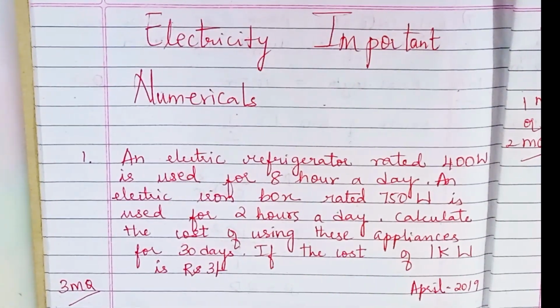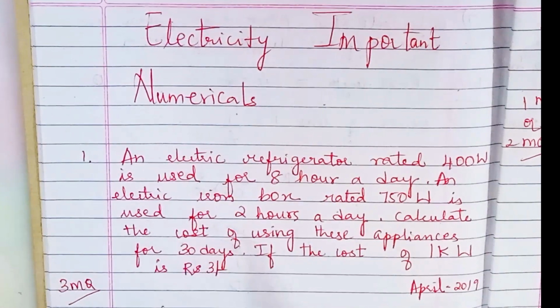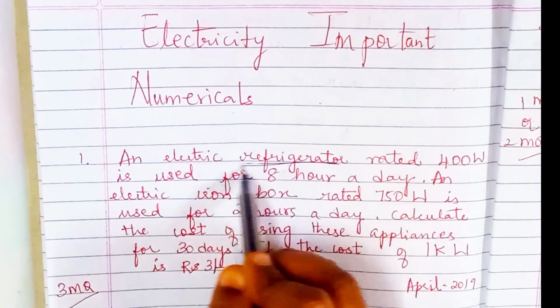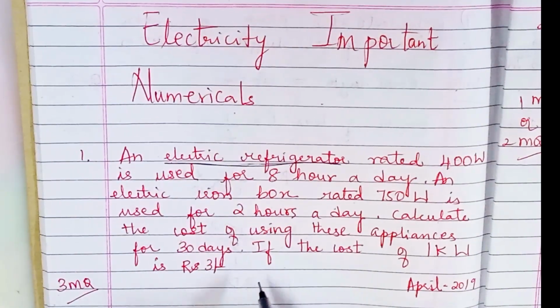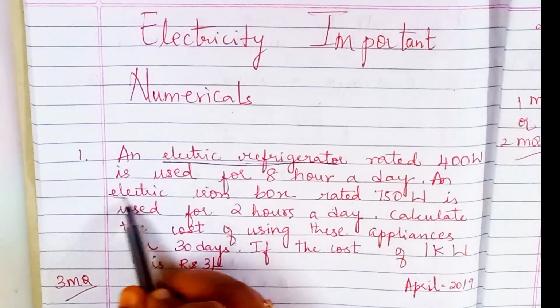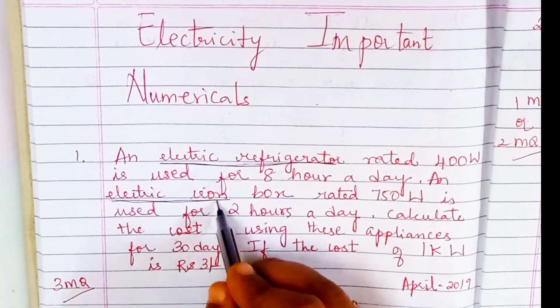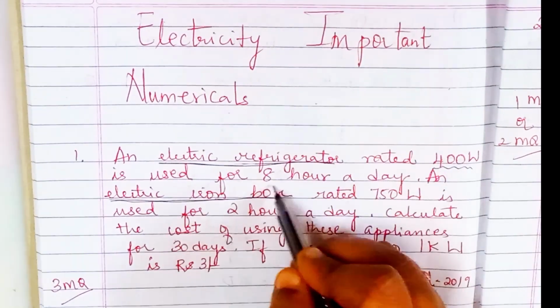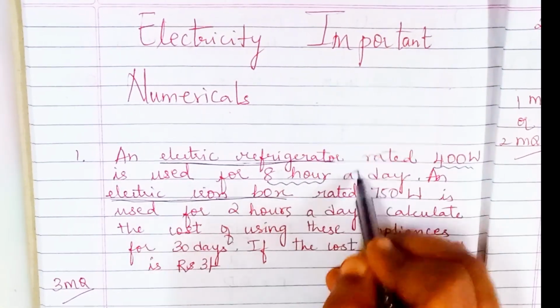So, first thing you have to remember is, here they are telling us they are using two appliances. One is your electric refrigerator. The other one is what? That is nothing but your electric iron box. For both of them, the power consumption and the time per day is also being given.